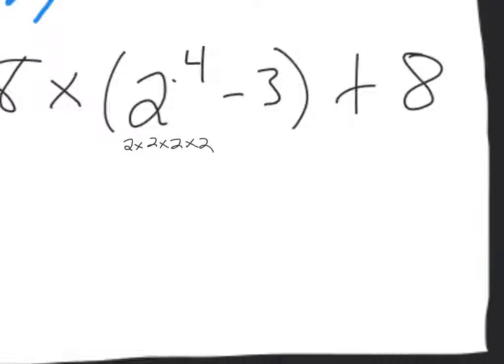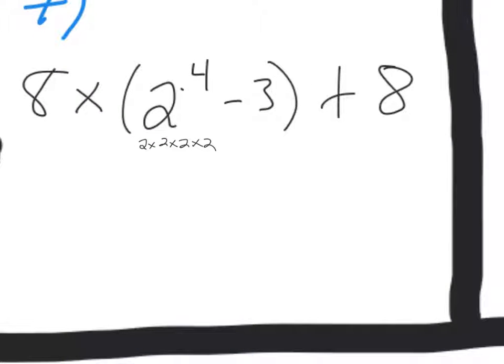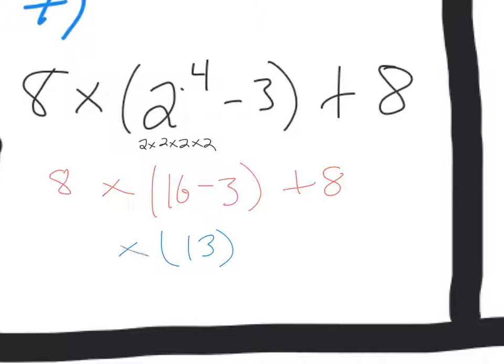Let's go ahead and do that. You get 16 minus 3, and it's still in parentheses, and we can write everything else. Okay, order of operations tells us to work in the parentheses still, so we can subtract that. That's going to get us 13. Okay, I brought everything else down.